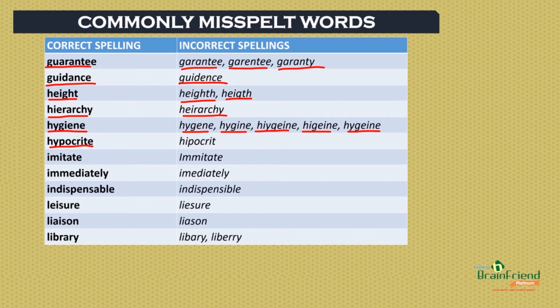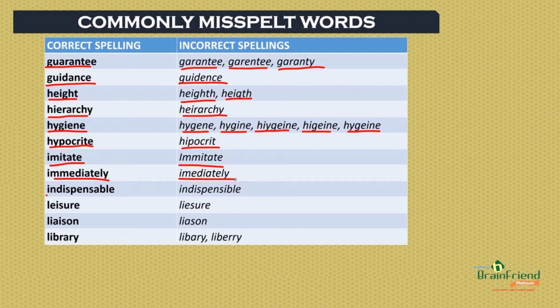Next, we have the word hypocrite. Hypocrite is spelled as H-Y-P-O-C-R-I-T-E, but wrongly spelled as H-I-P-O-C-R-I-T. Next, we have the word imitate. Imitate is spelled as I-M-I-T-A-T-E, but wrongly spelled as I-M-M-I-T-A-T-E. We also have the word immediately. Immediately is spelled I-M-M-E-D-I-A-T-E-L-Y, but wrongly spelled as I-M-E-D-I-A-T-E-L-Y. The second M is being omitted.